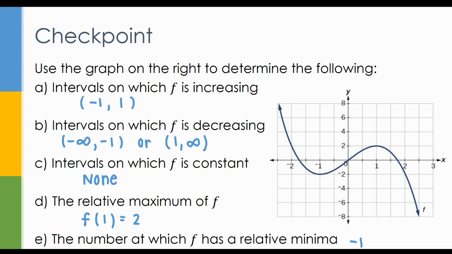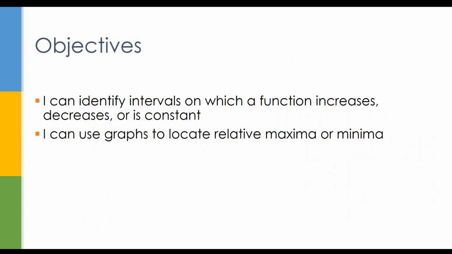The number at which f has a relative minima is going to be -1. Okay, so the number is the x value. What the minimum is would be -2. Okay, but they were just asking for the number, so that means you're finding the x value. If they wanted to know what the actual minimum was, then that's the y value. All right, so that's us identifying intervals that are increasing, decreasing, constant, as well as looking at graphs to locate minima or max.